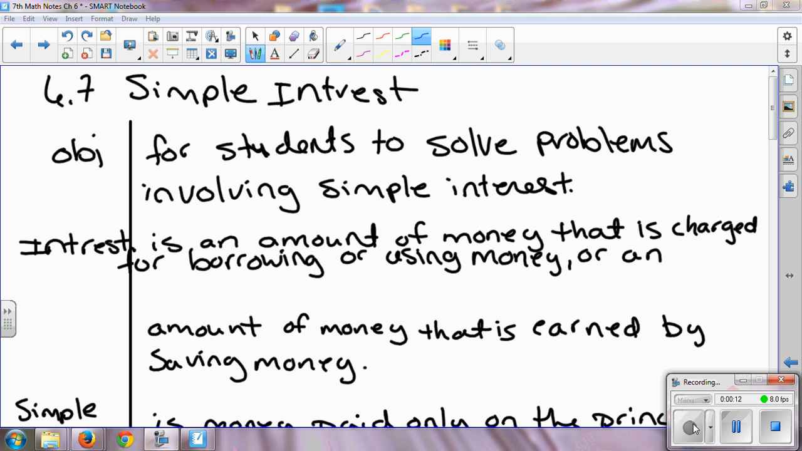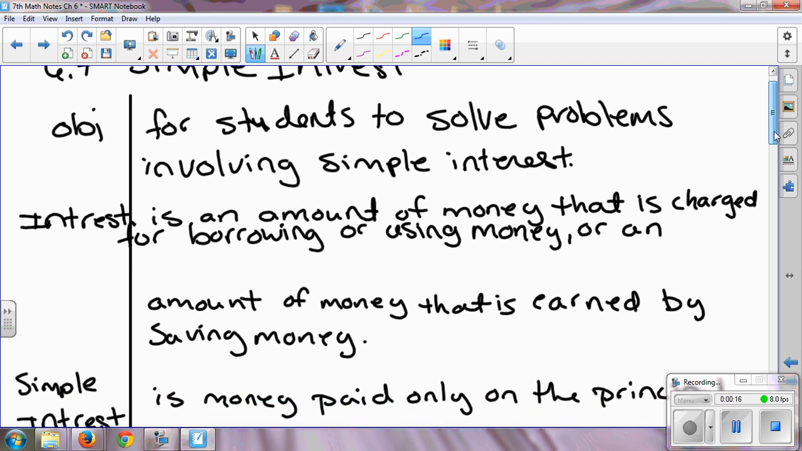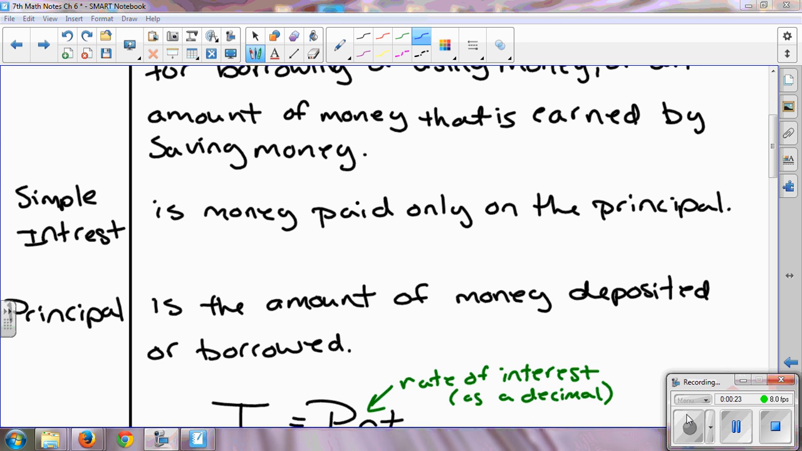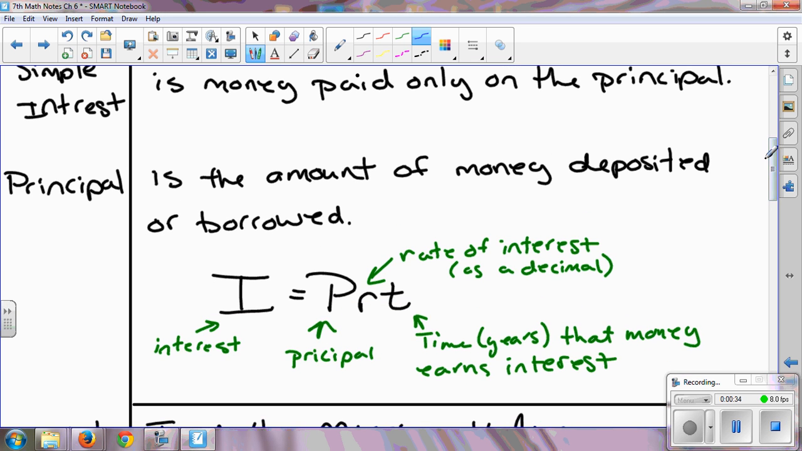Interest is an amount of money that is charged for borrowing or using money, or an amount of money that is earned by saving money. Simple interest is money paid only on the principal. The principal is the amount of money deposited or borrowed. So simple interest is the money paid only on the amount first put into the bank, in this case.